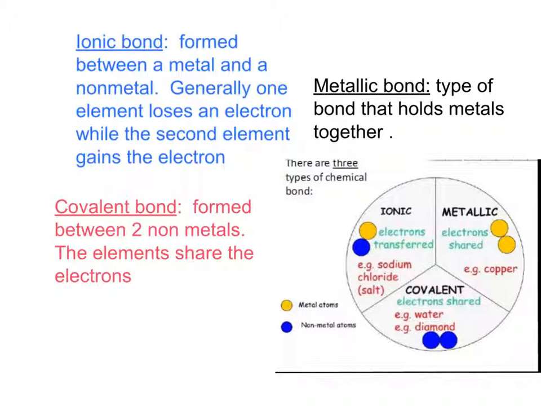The third type of chemical bond is a metallic bond. Now this is the type of bond that holds metals together, so we do see a sharing of electrons, and we would see this in copper or aluminum, anytime that we have two metals being held together.